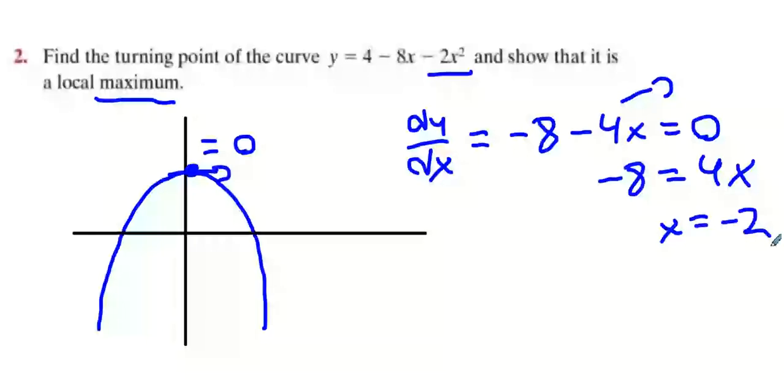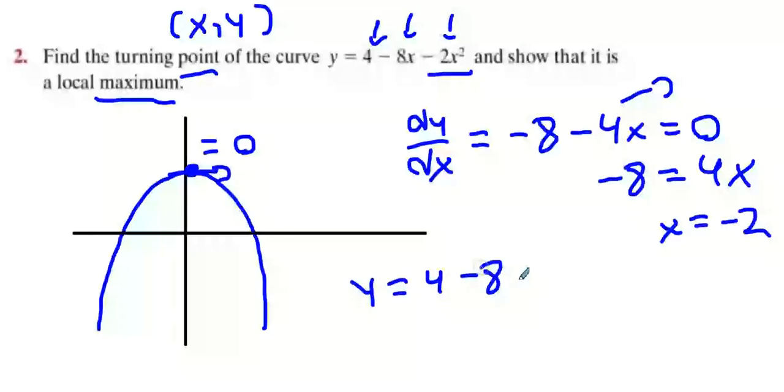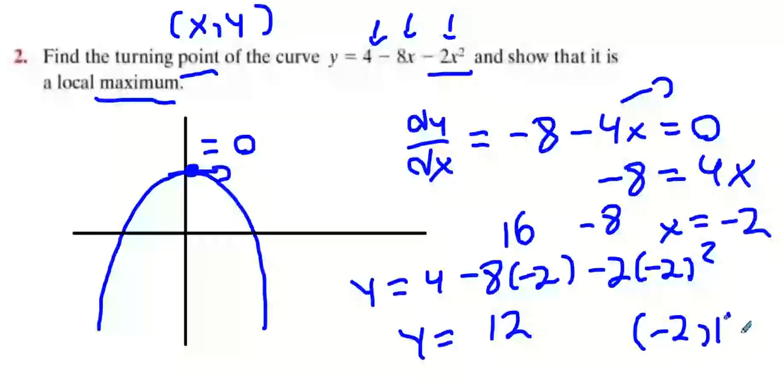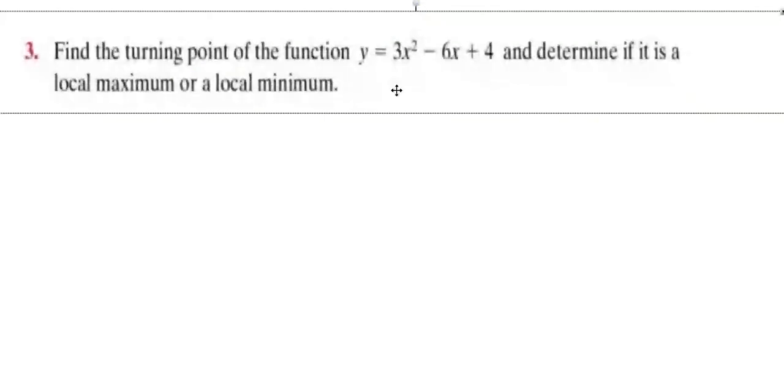Now, what happens next is it says turning point. Turning point indicates an x and a y value. I only have a x value. So what do I do now? Sub it back in. Sub it back in. You get, that's 16. That's minus 8. It's 20 minus 8. 12. My point in question is minus 2 and 12. Is that okay with you guys? Okay. Do question 3. All right.